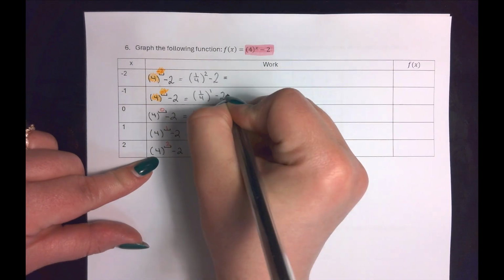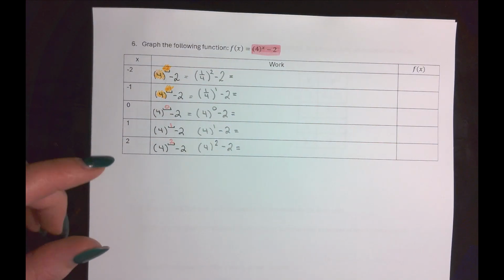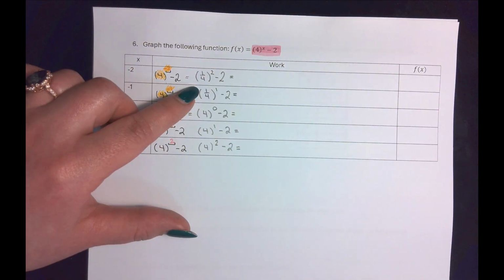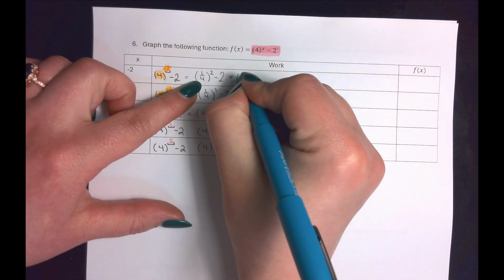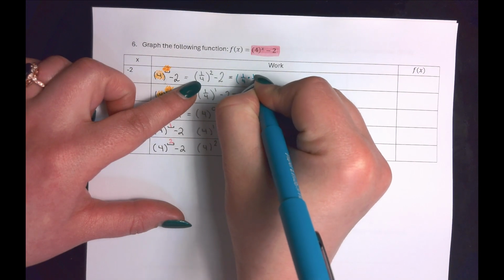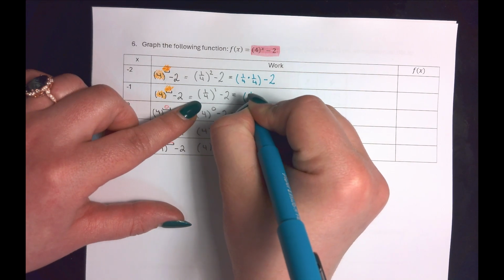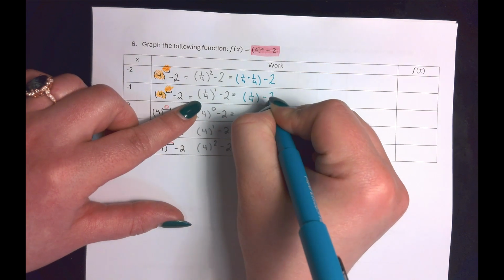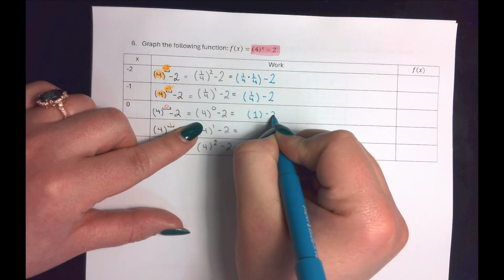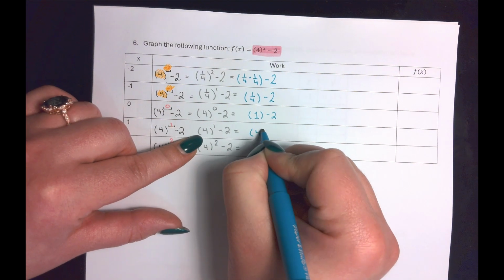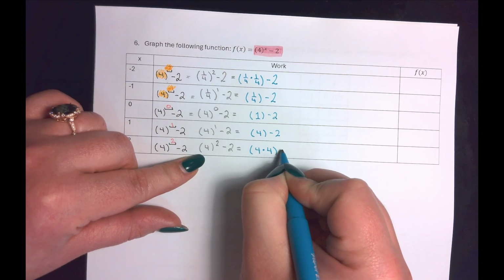Okay, we're going to do equals. Again, we want to evaluate what it means to be an exponent. So this 1/4 squared means that I have a 1/4 times 1/4. We still have that -2. This is 1/4 once, -2. Anything to the 0th power is 1, -2. 4 once, -2. And 4 twice, -2.